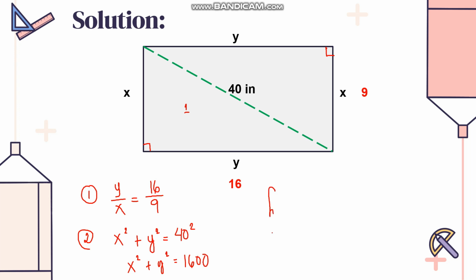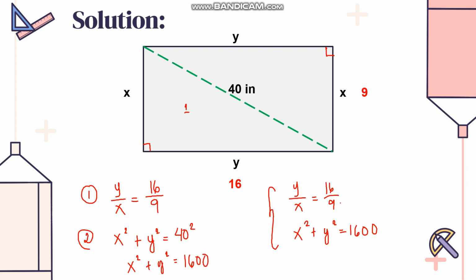So, we can write the system as y over x equals 16 over 9. And the other equation is x squared plus y squared equals 1,600. So this is now our system of nonlinear equations. So we will be using this in order to solve for the values of x and y.